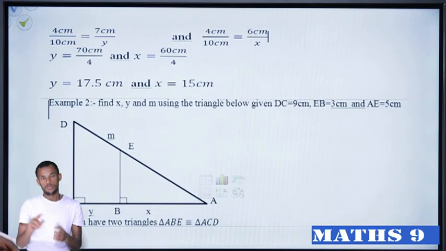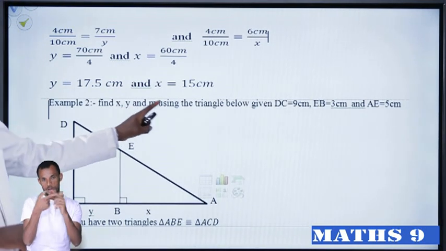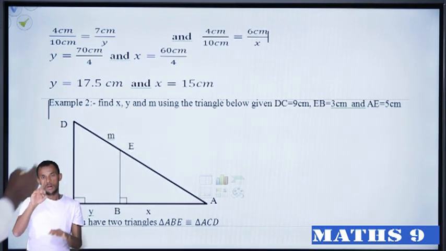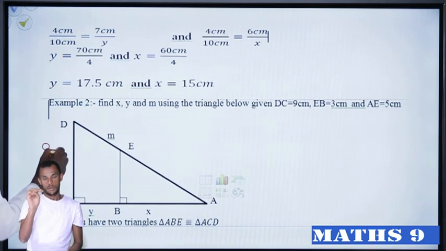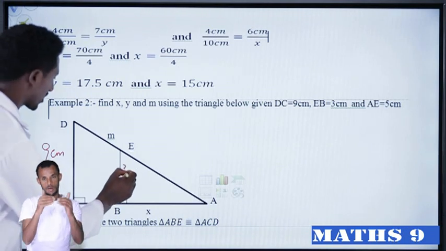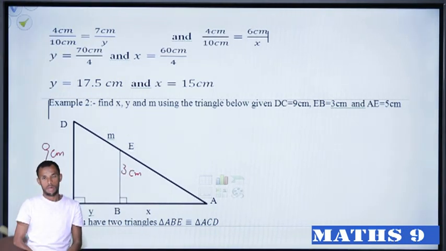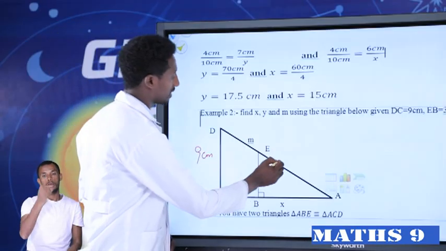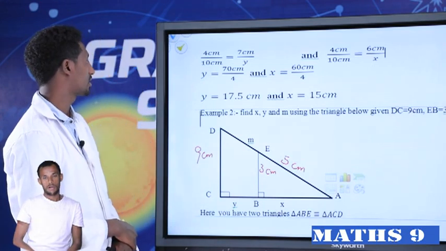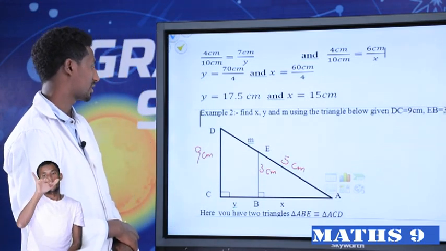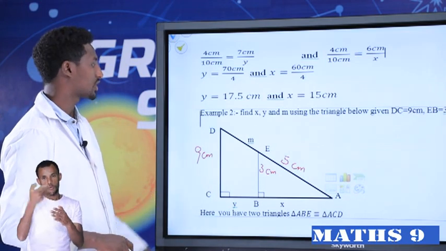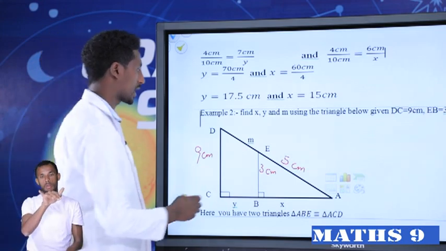And the second example: find x, y, and m using the triangle below. Here DC is given, which is 9 centimeters. And EB is 3 centimeters. And AE is 5 centimeters. Then find x, y, and m using the triangle. Here, to find these unknown values, use the idea of similarity.